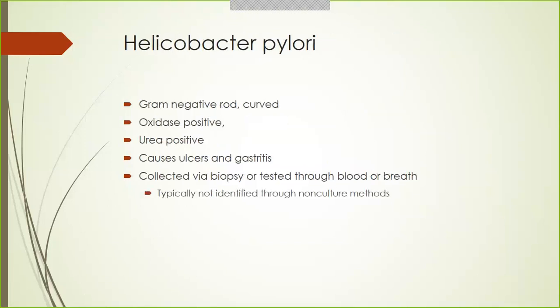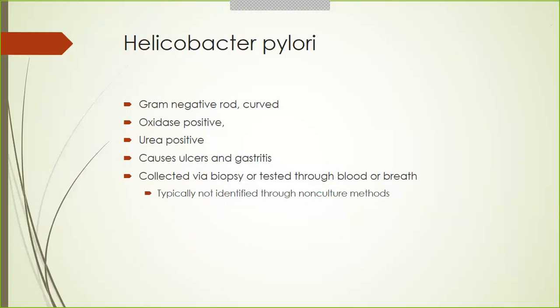Helicobacter pylori, also a curved gram-neg rod, oxidase positive. Huge characteristic of Helicobacter pylori is that it is urease positive. That is a very big characteristic for it, that urease positive. And again, urea, when it becomes positive, will turn a bright pink color for positivity. So that's a big characteristic.